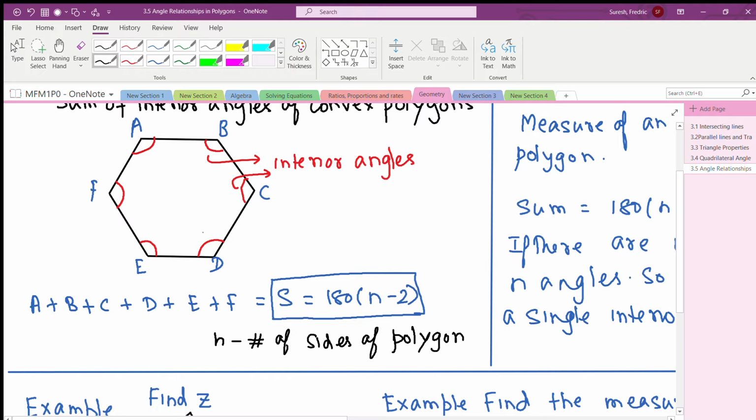So if you have a triangle, for instance, we know the number of sides is 3. If you want to apply the sum of interior angles of a polygon, it would be 180 times 3 take away 1, that would be... I'm sorry, that's not 1. 3 take away 2. I'm copying the wrong formula. 3 take away 2, that is a 1, and the sum of angles is 180. So that's how you use this formula.